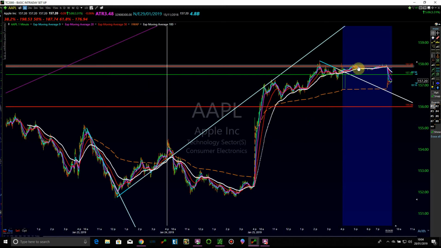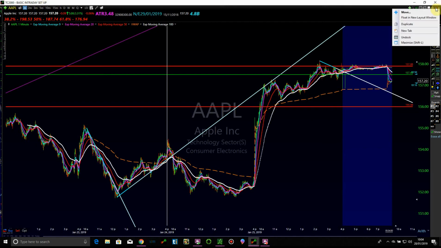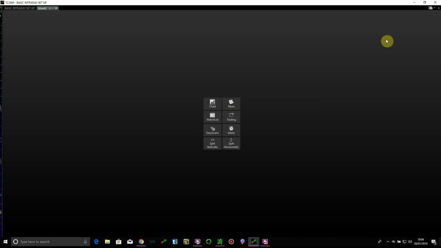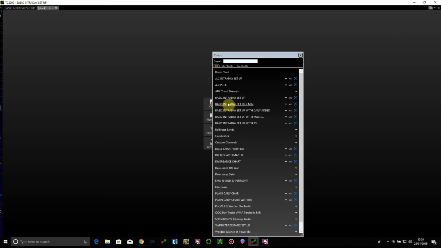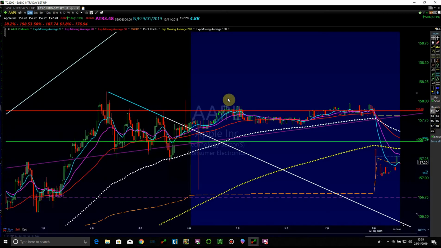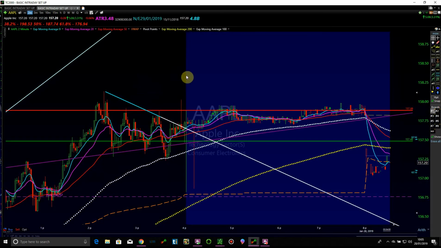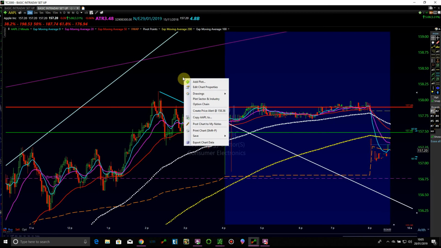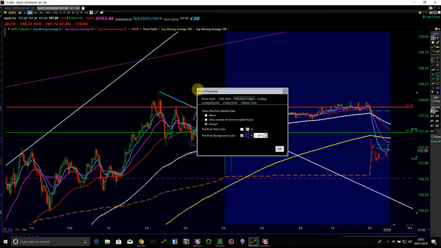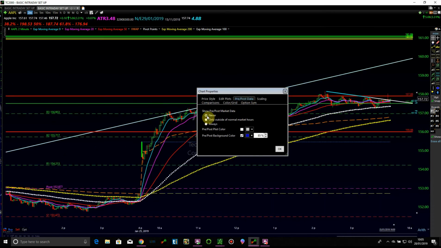This chart has Friday's post market, but it hasn't got Thursday's or Wednesday's data in there. So what I tend to do is have an additional tab on my TC2000. Let's put in a tab. Okay, so we go to tab, we go to chart, basic intraday setup. Okay, Apple. So we go to edit chart properties, and we go to show post pre-market data, and we turn it to never for this particular tab.